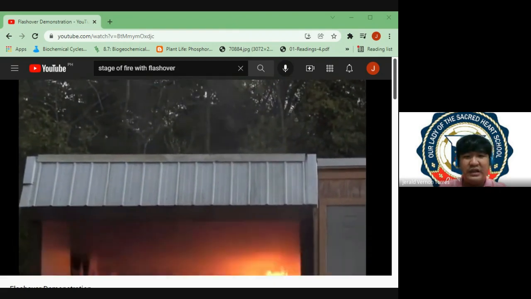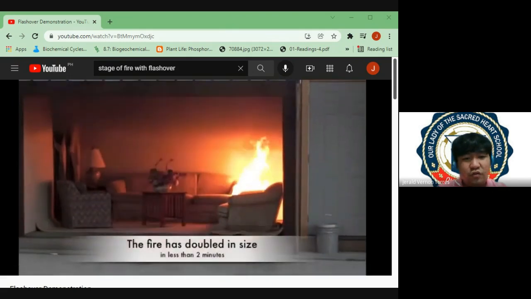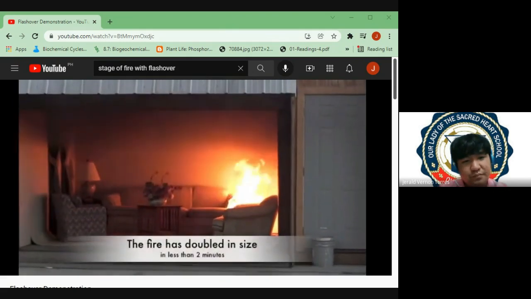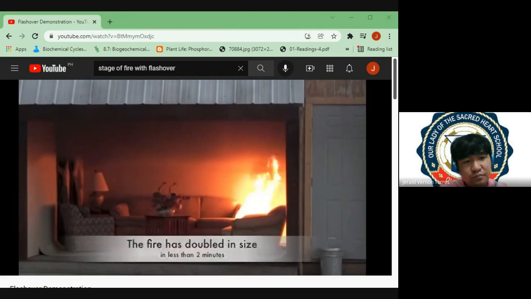Ayan, nakikita, may smoke na. Hintayin natin flashover.